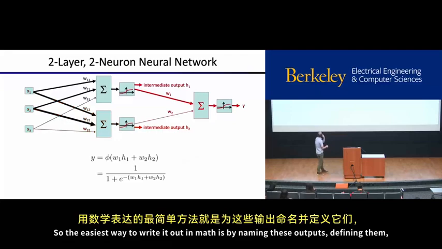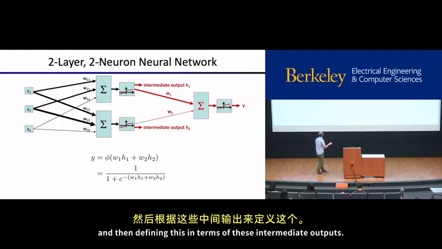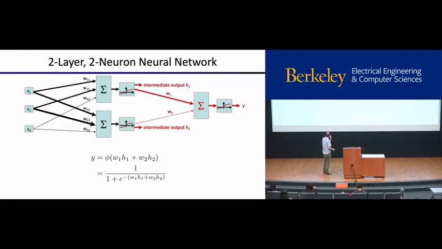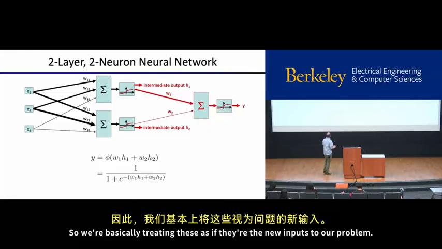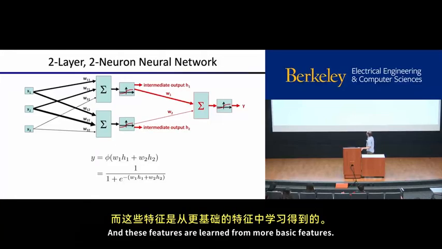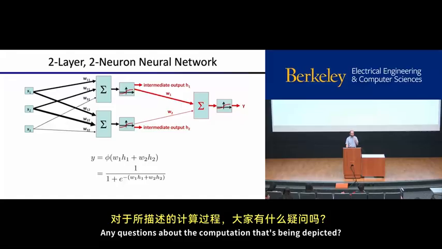So the easiest way to write it out in math is by naming these outputs, defining them, and then defining y in terms of these intermediate outputs. Otherwise, the whole expression would just balloon outward in complexity. So we're basically treating these as if they're the new inputs to our problem. This is kind of like we're doing logistic regression based on these features, and these features are learned from more basic features. Any questions about the computation that's being depicted?